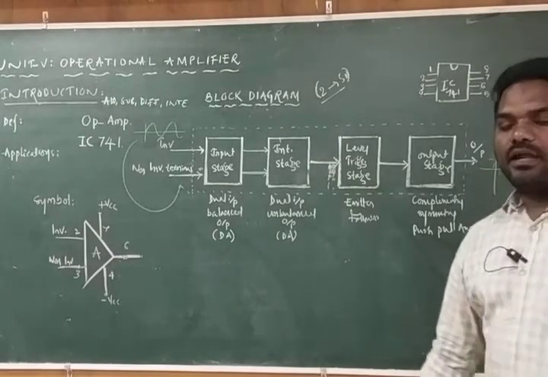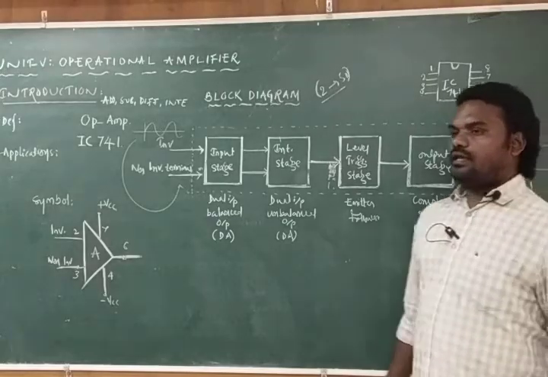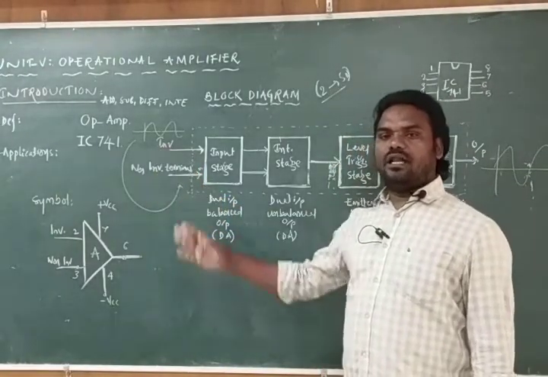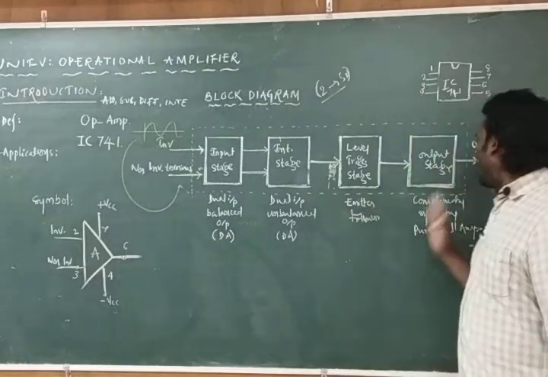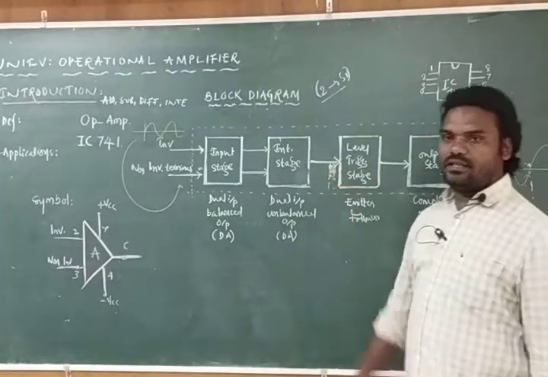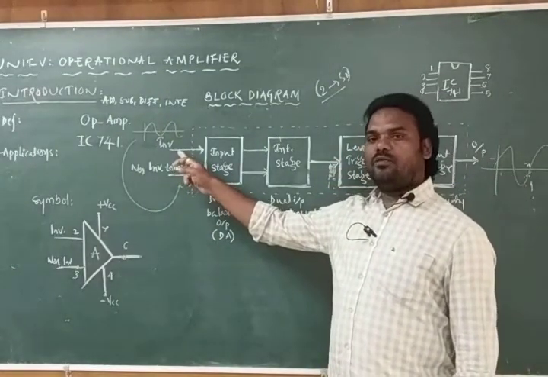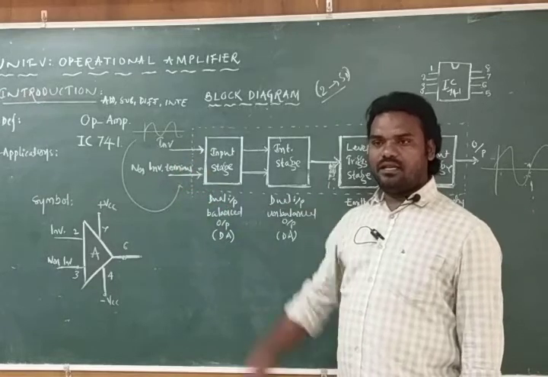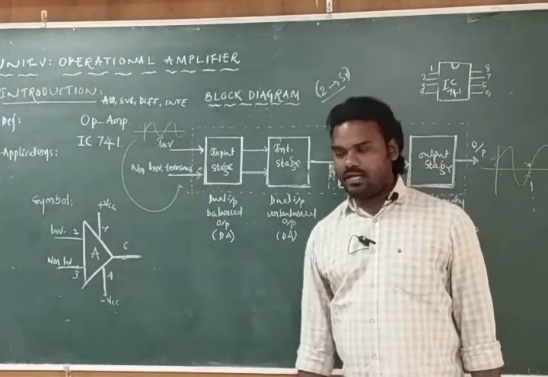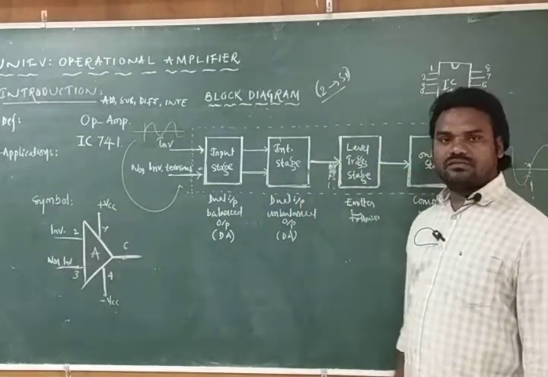So this is the block diagram of an operational amplifier. It has two inputs, the inverting input and the non-inverting input, and one output. The output will be dependent on the input which is given to the terminal, that may be the inverting terminal or the non-inverting terminal, and it internally has 4 blocks.